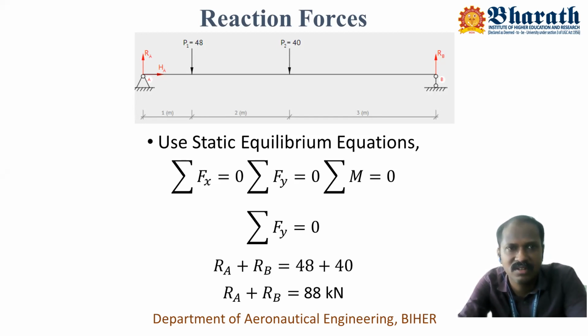So the first equation, summation of vertical forces, if we equate to 0, we are going to get RA plus RB. Both reactions will be in the upward direction, and it is equated to the downward acting loads, that is 48 kilonewton as well as 40. So the equation will be RA plus RB equal to 88 kilonewton.